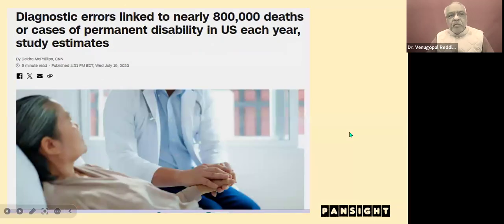So that is where everyone needs to know what you can do to save yourself from a wrong diagnosis. You can do many things. Diagnostic errors are linked to nearly 800,000 deaths or cases of permanent disability in the US each year.